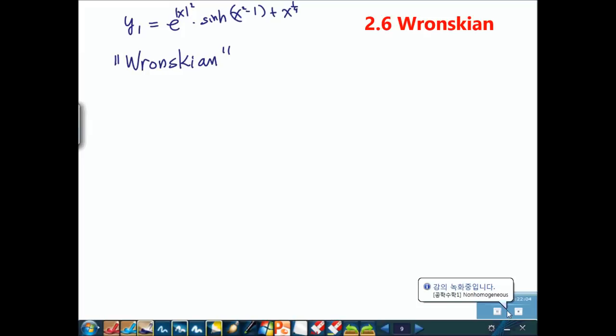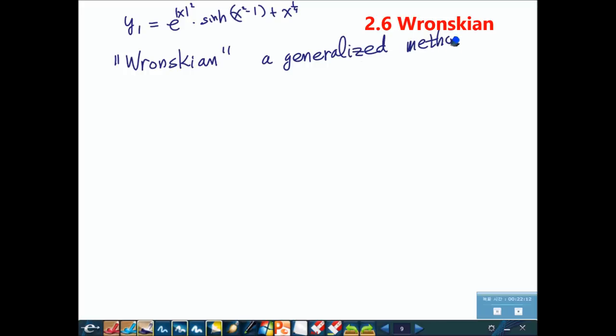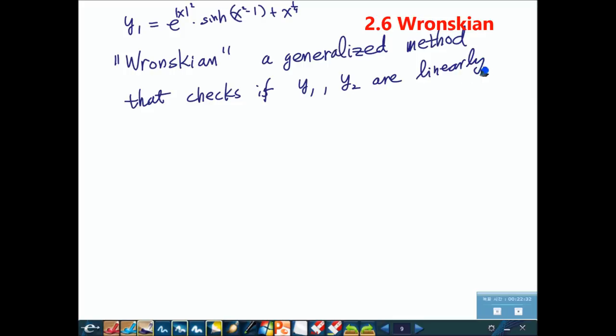So the Wronskian is a generalized method that checks if two or more, if any, let me put it this way, y1, y2 are linearly independent. Okay, so that's the definition.